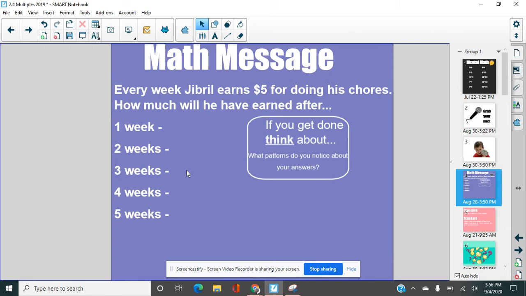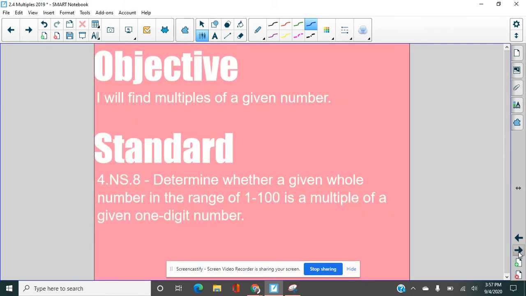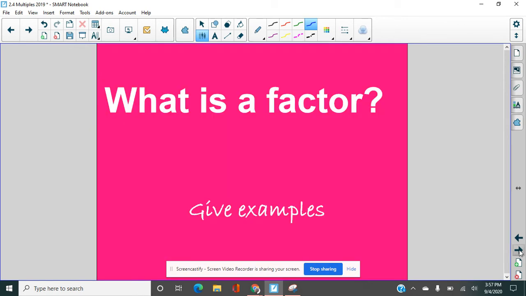Right. So if we look at what he would earn in these different weeks, in the first week he will have earned $5. In the second week he will have earned $10, and in the third week he's up to 15. And so what we should have said there is that his amount of money is going to count by fives, or go up by five each week. Now, what's this going to lead us into? This is going to lead us into something called multiples. All right, and we're going to get there, but first, we're going to spend some time talking about what we've learned recently.